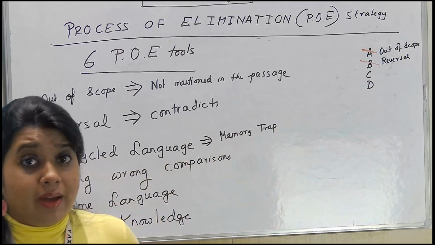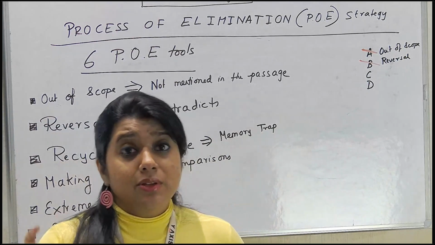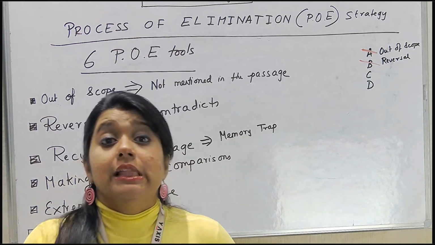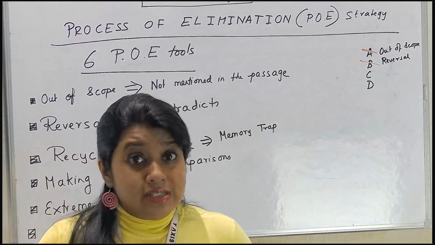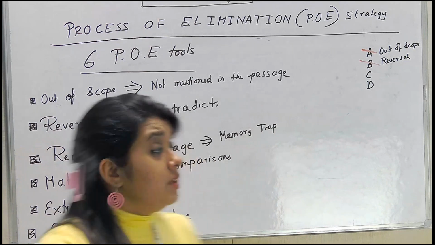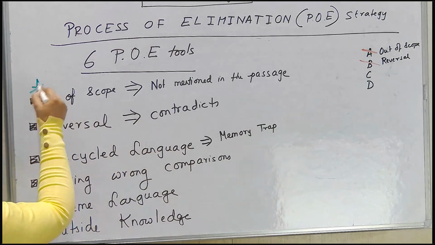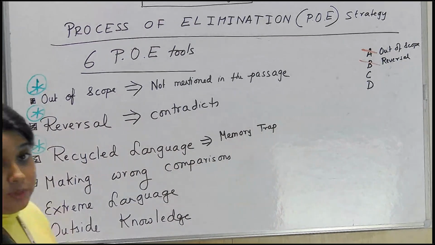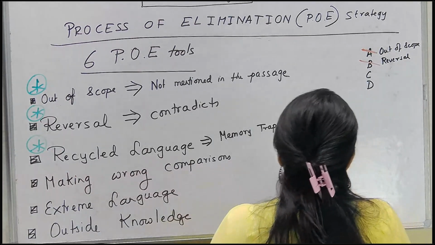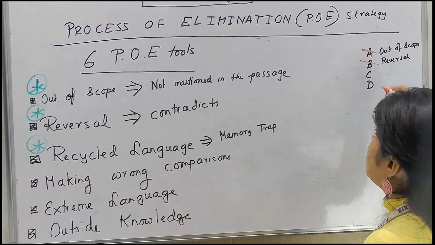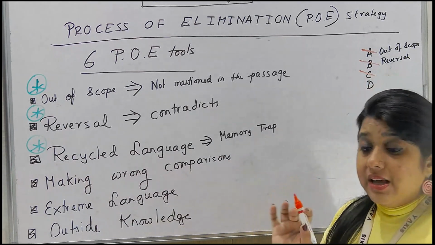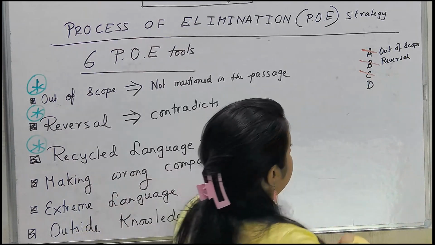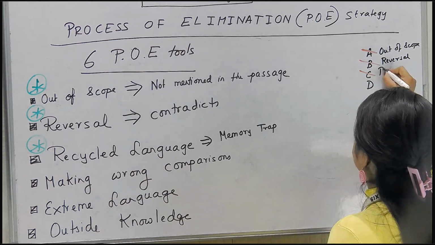It's not that vocabulary match that we are going for. Always remember the golden rule. The correct answer will be the paraphrased version of the information that you have in the passage. So out of the 6 POE tools, these are the most commonly used process of elimination tools: out of scope, reversal and recycled language. Now suppose you looked at C and realized that C has words copied from the passage, but answer choice C does not answer this question of mine. Therefore, it is wrong because it is recycled language.